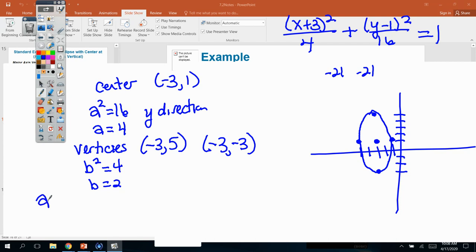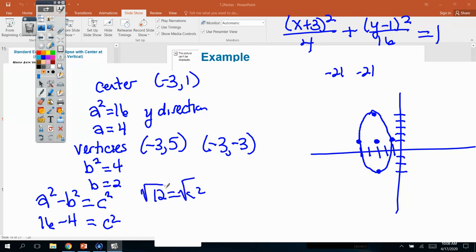Don't forget, it's a squared minus b squared equals c squared. And this is where kids get a little bit stuck. So 16 minus 4 equals c squared. 12 is c squared. Square root both sides. So that's 4 times 3. And that's going to be 2 square root of 3. Okay. Now, the dots aren't super important here.